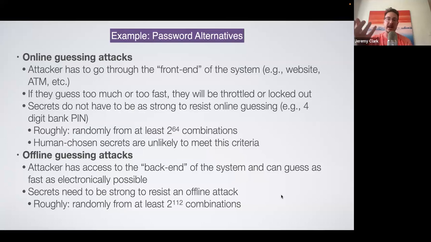So offline guessing is like, I have the hash of your password sitting on my computer, and I have a supercomputer.